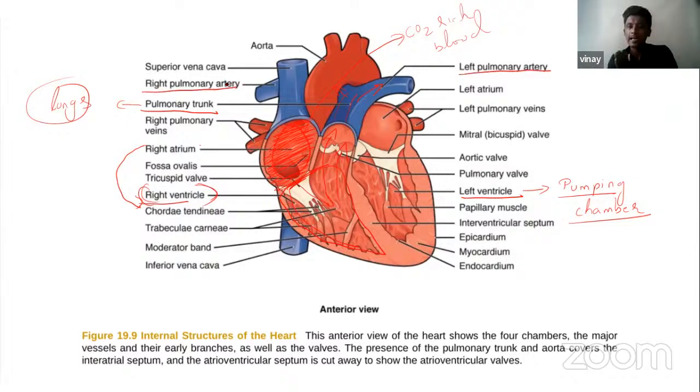The right pulmonary artery will take the blood to your right lung, and the left pulmonary artery will take the deoxygenated blood to your left lung. Did you follow? Can I repeat again? Okay. Are you guys following me? Are you able to understand? Yes, no?